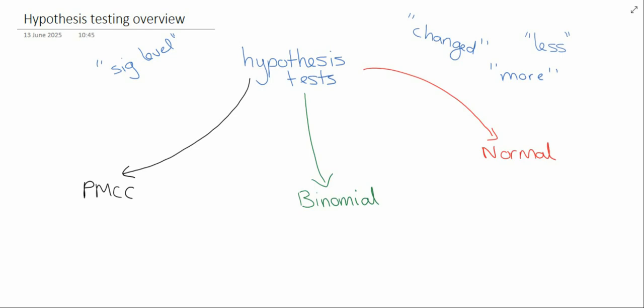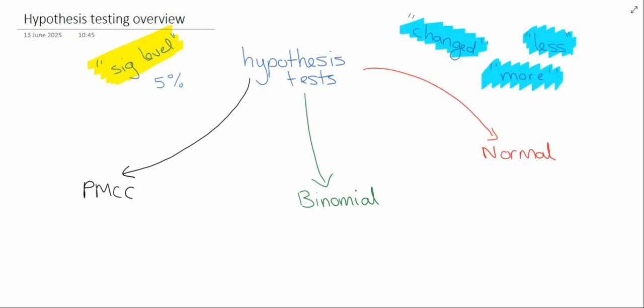Well, first of all, you're looking for a significance level, and this will be shown to you as most likely 5%. Sometimes 10, sometimes 2.5, sometimes 1. You're also looking for different words like the mean has changed, or the correlation is less than expected, or the number of bowls with a crack in are more than expected. So you're looking for those sorts of words combined with a percentage of some kind.